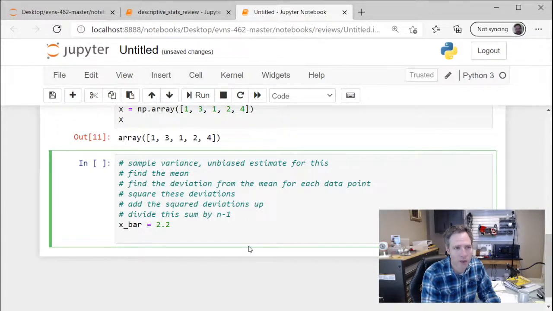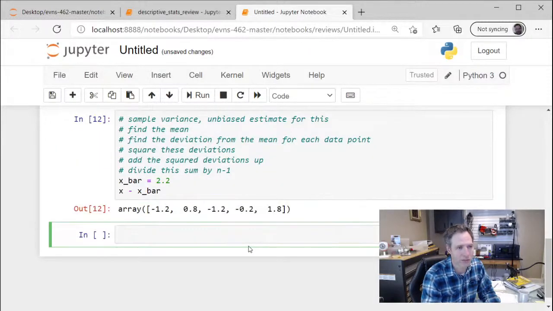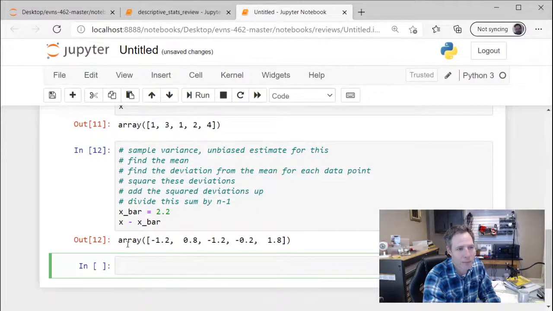All right, so the next step, we found the mean. We added 1, 3, 1, 2, and 4 and divided by 5. The mean's 2.2. Find the deviation from the mean for each data point. All right, so this would be x minus x bar. I'm going to print it out here. So what is x minus x bar? It's taking each value in this data set and subtracting off 2.2. 1 minus 2.2 is negative 1.2. 3 minus 2.2 is 0.8, etc. Okay.